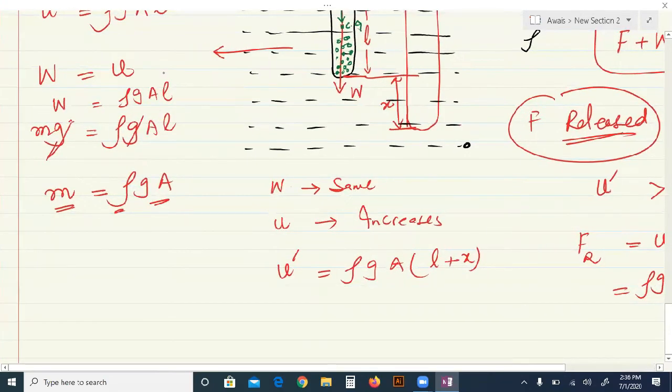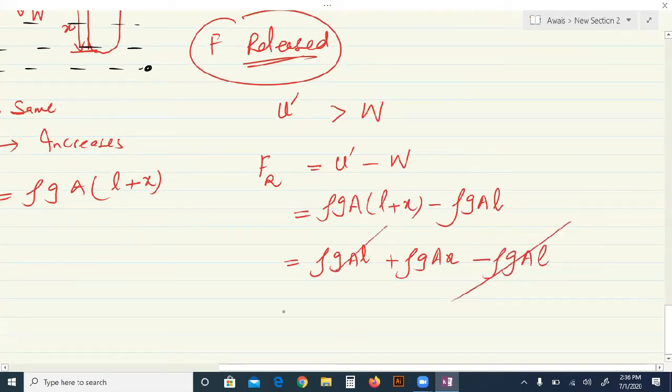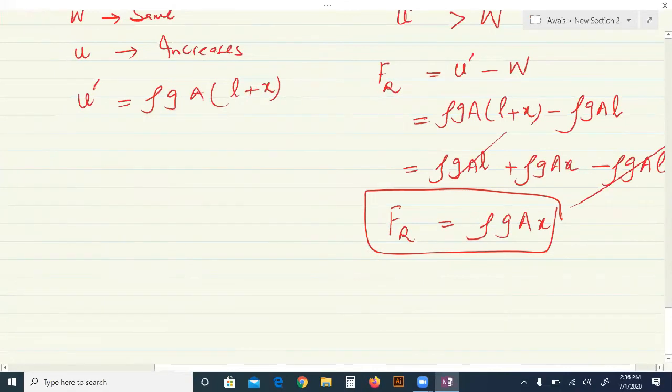Now look, weight alone is equal to rho G A L. So finally rho G A L plus rho G A X minus rho G A L. This cancels, and the resultant force is finally rho G A X. So this is the resultant force which will oscillate the tube up and down in the liquid. So acceleration will be produced, and the tube will move up and down.